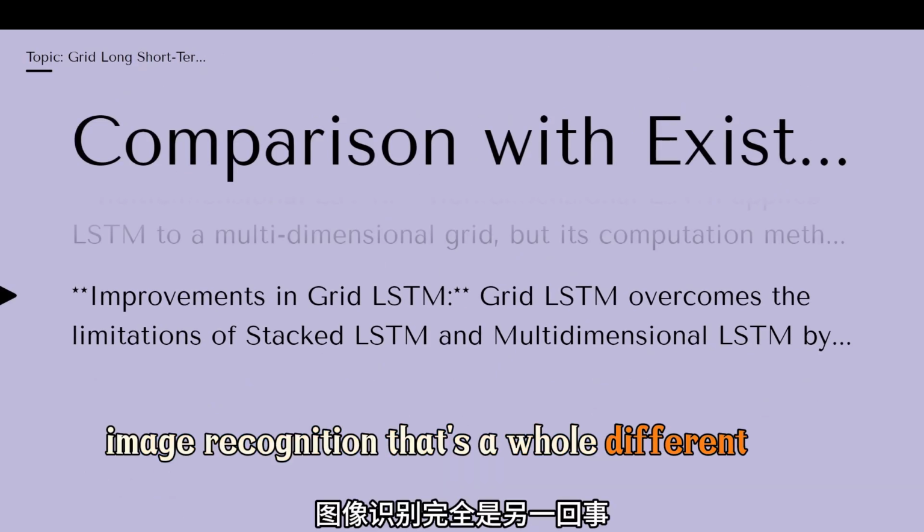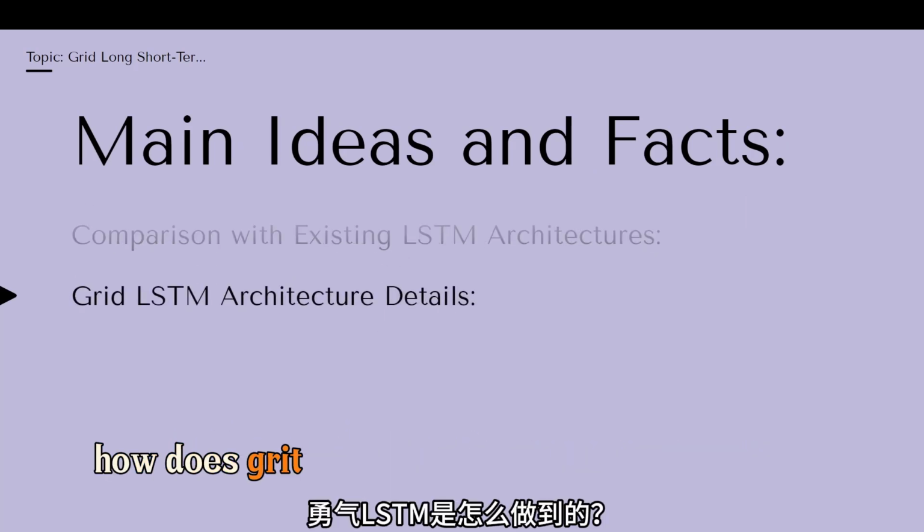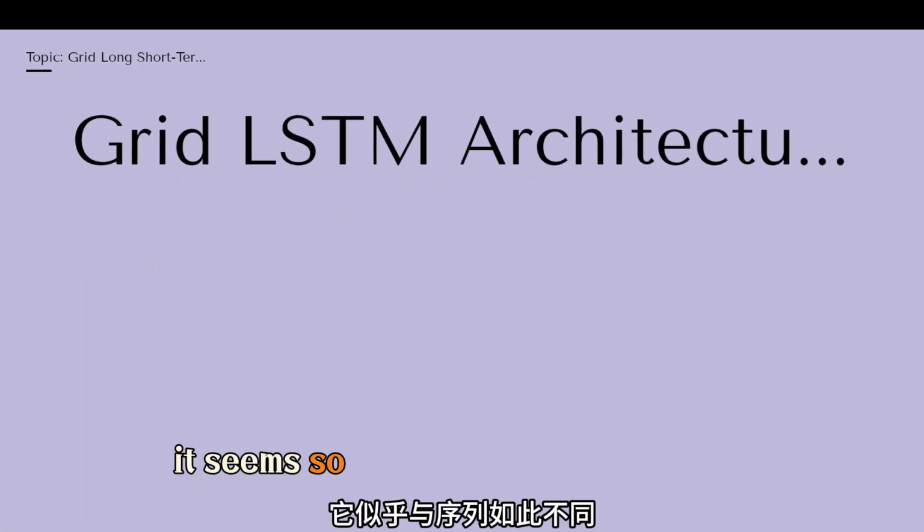Image recognition, that's a whole different ballgame. We're talking about analyzing pixels and edges and shapes, trying to figure out what's in a picture. How does Grid LSTM even begin to approach that? It seems so different from sequences.